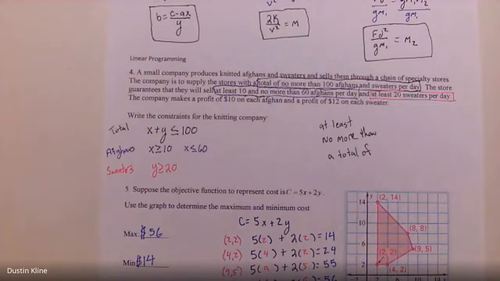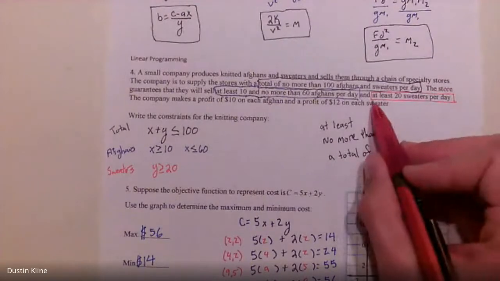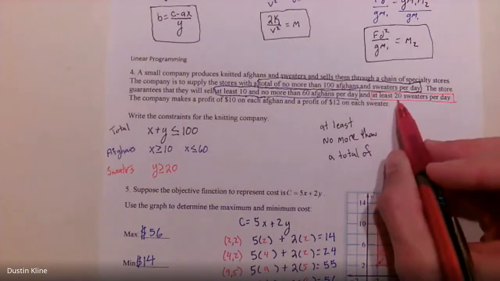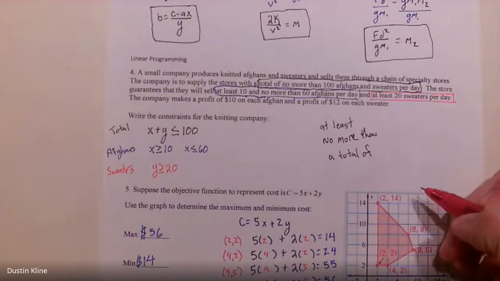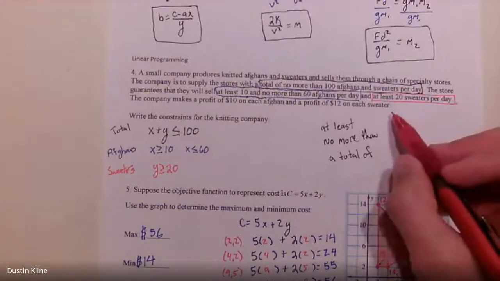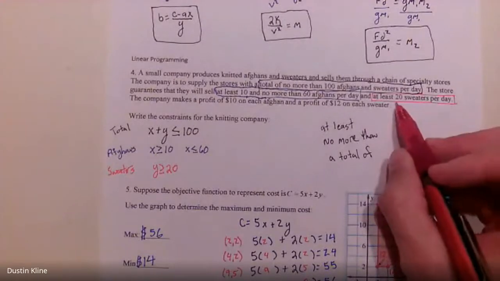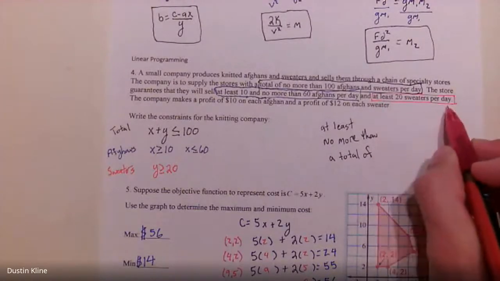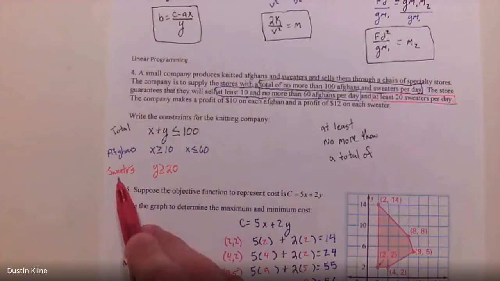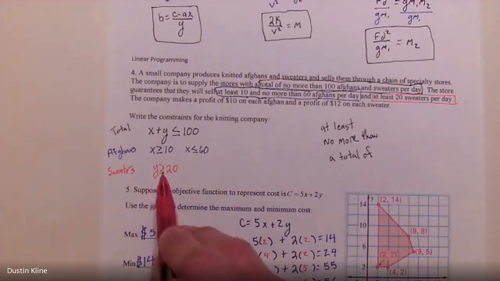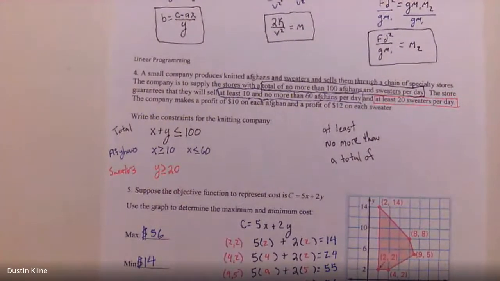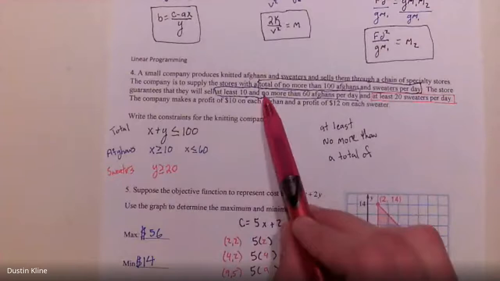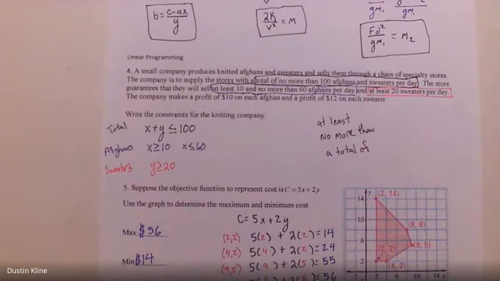And then our final constraint here was that we had to sell at least 20 sweaters per day. That is the least number of sweaters you can sell. You can sell 20, you can sell 21, you can sell 400 for all we care, but at least 20 have to be sold per day. And so we write a constraint that was talking about our sweaters here, that Y must be greater than or equal to 20. And those are your constraints for this knitting company. Didn't ask you to do anything more than that.